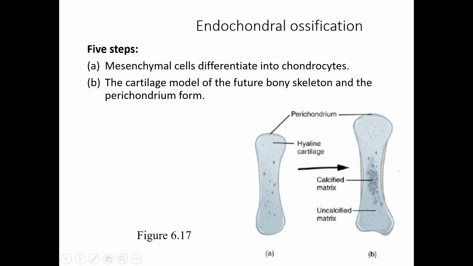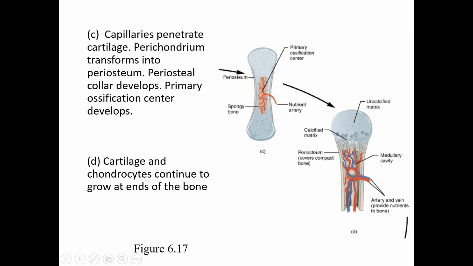That cartilage model grows as the second step, becomes a little bit larger, and on the sides, perichondrium forms. Next step, blood vessels or capillaries penetrate it and grow inside. That is called the primary ossification center. That layer on the sides becomes periosteum. That is a thin layer of bone tissue, like a collar or ring surrounding that piece of cartilage.